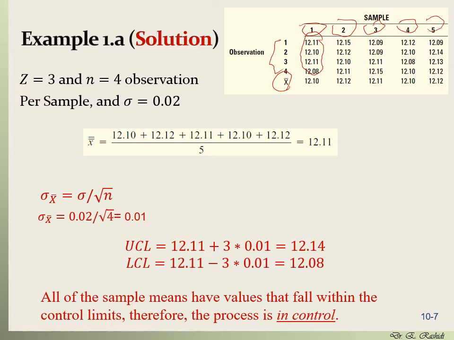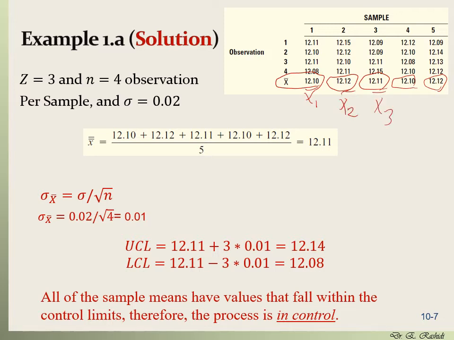So we already have computed, and the average for the first sample here is 12.1. So that's the average for the first sample. The average for the second sample, we're going to compute it in the same way. That's 12.12, 12.11 for the third, and for the fourth and fifth it is 12.10 and 12.12. So this is x1 bar, this is x2 bar, this is x3 bar, x4 bar, and x5 bar.